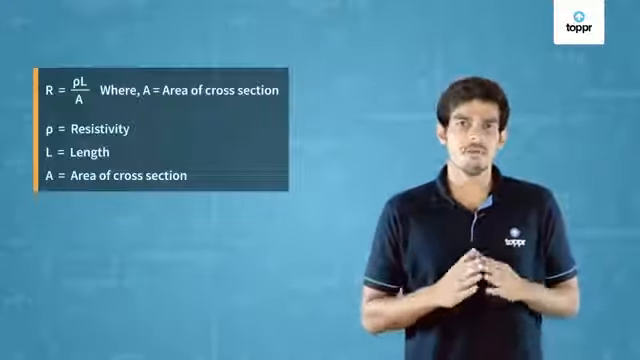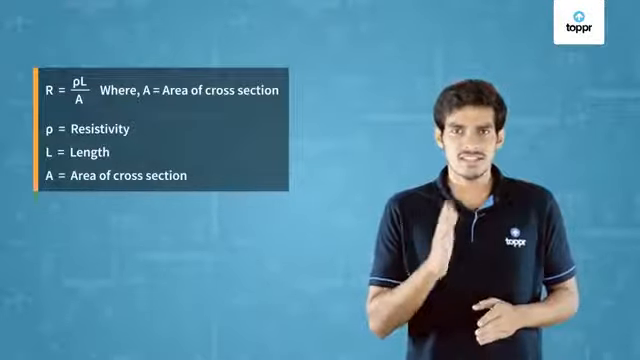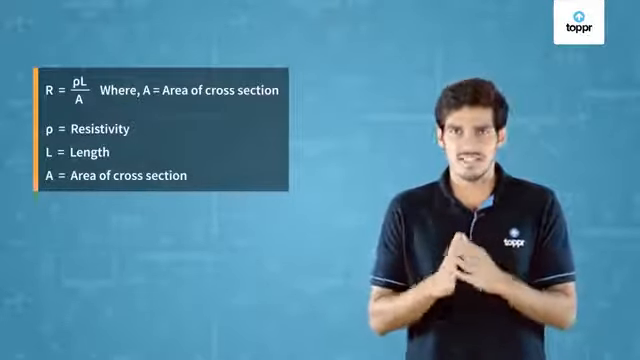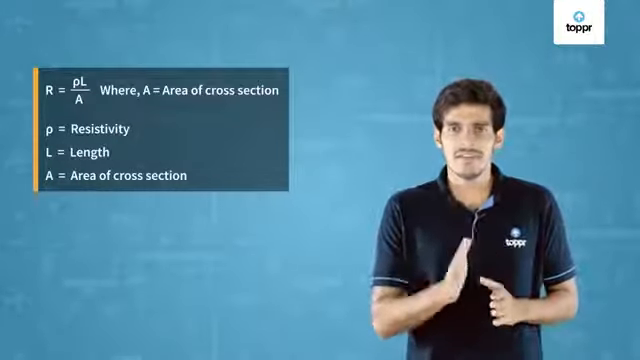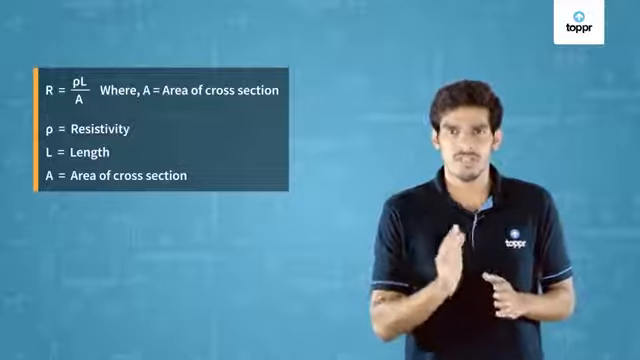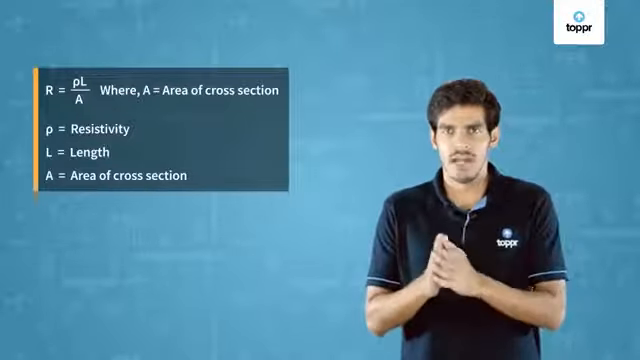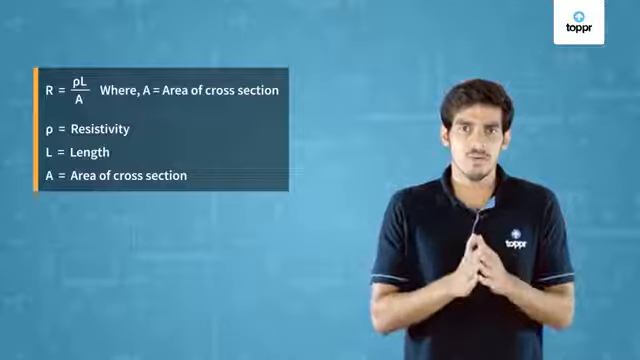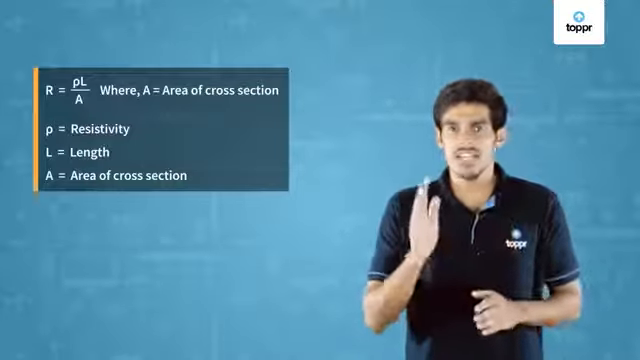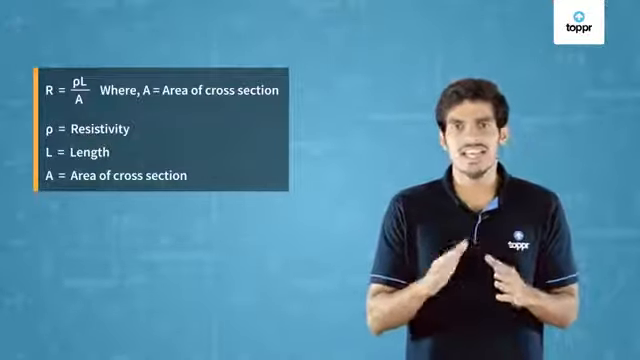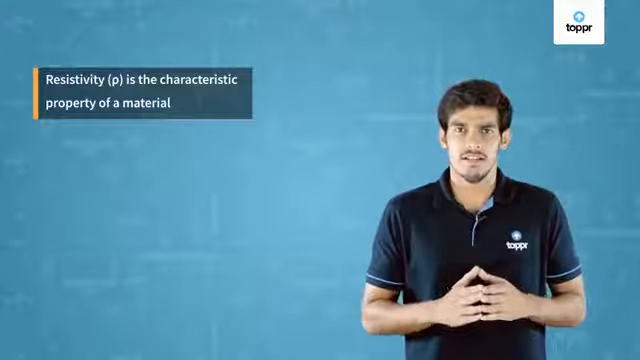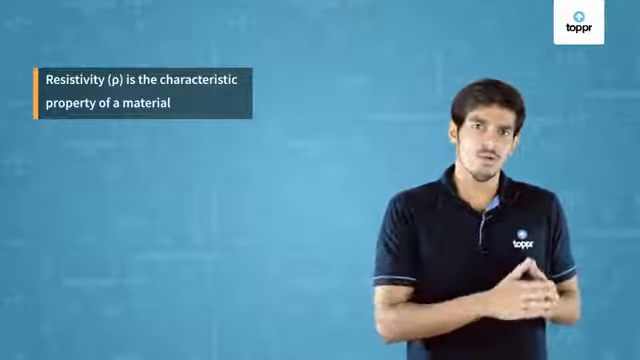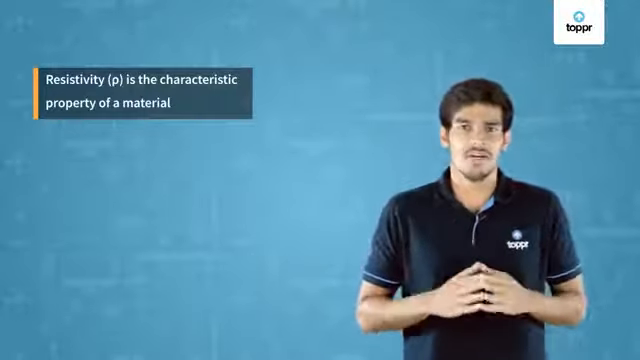Now, combining the two inferences and inserting a proportionality constant rho, that is resistivity, we get the dependence of resistance on length of the wire, area of cross section of the wire and resistivity of the material in the form of an equation: R is equal to rho L divided by A, where rho is the resistivity of the material, A is the area of cross section and L is the length of the wire. Resistivity is a characteristic property of a material. The value of resistivity is low for conductors and very high for insulators.